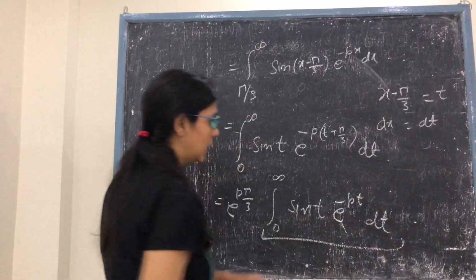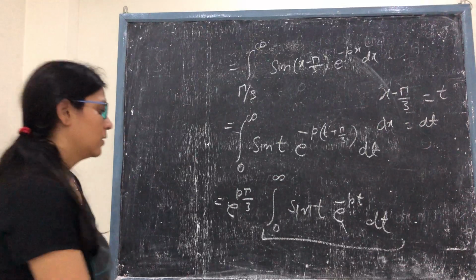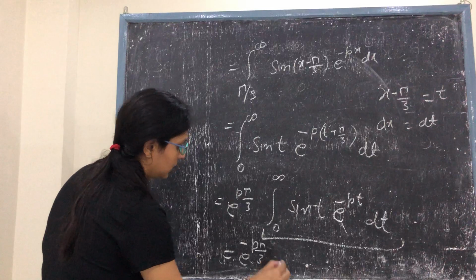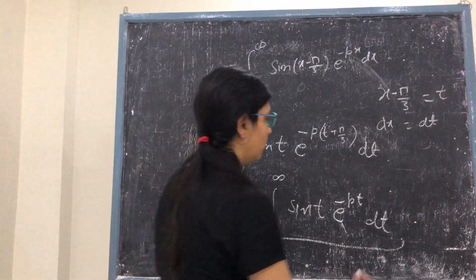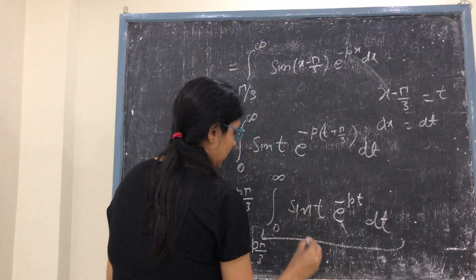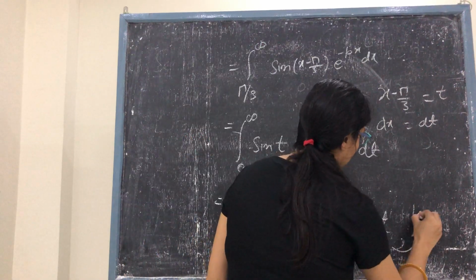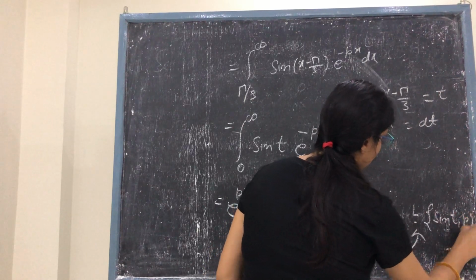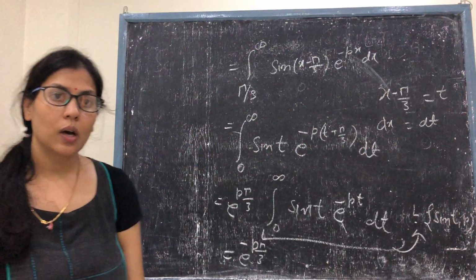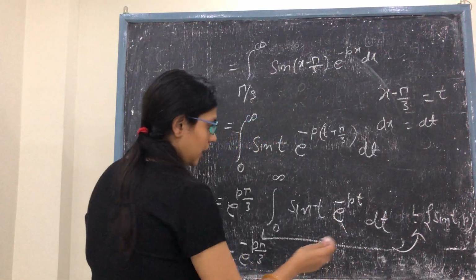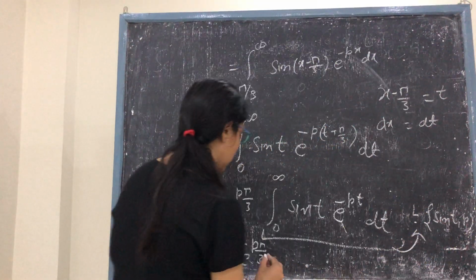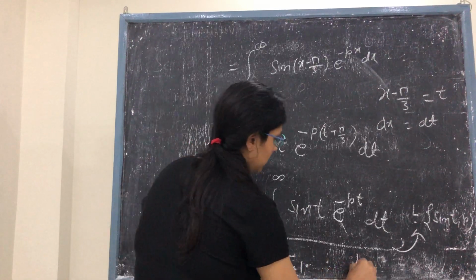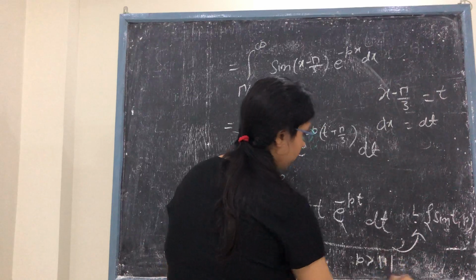Again the Laplace transformation of the function sine. It can be written as e to the power minus p pi by 3 times the Laplace transformation of sine. What is the Laplace transformation of sine? It is a over p square plus a square. Here a is 1, so it can be written as 1 upon p square plus 1, where p should be greater than mod of 1.